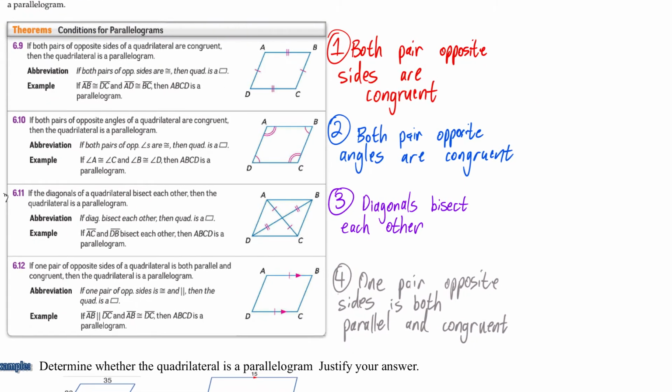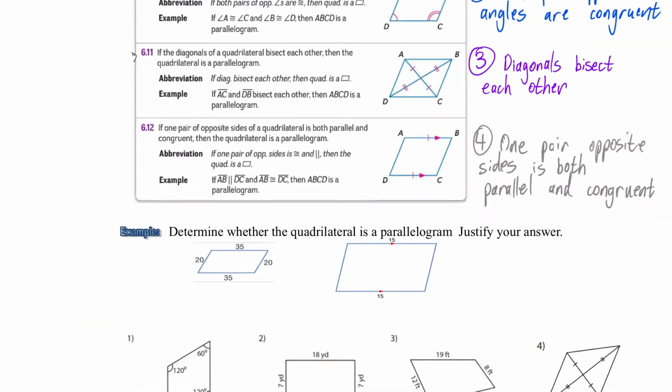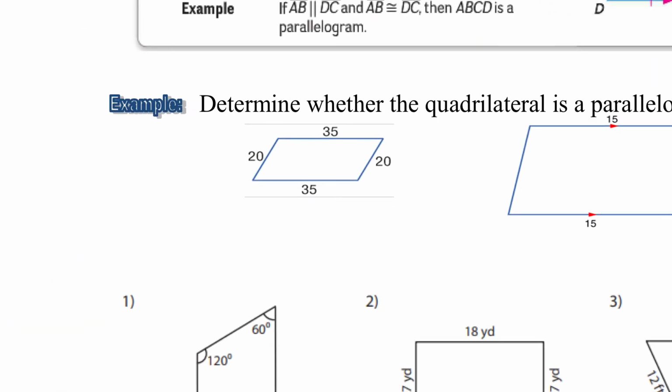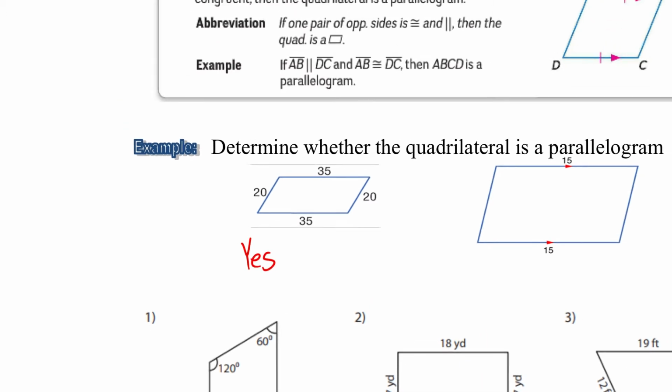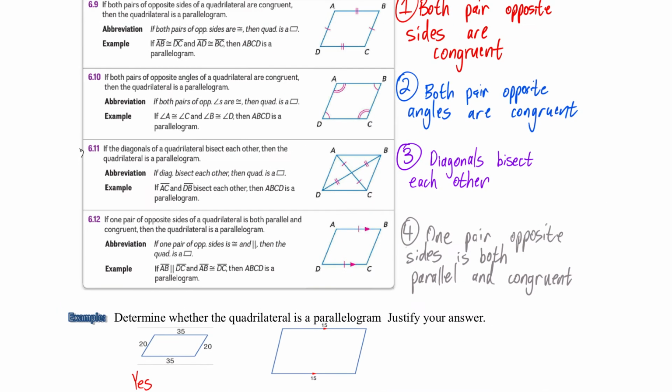So as we go through here today, we're going to refer back to these four conditions as we decide whether a quadrilateral is a parallelogram or not. So on this first one, we're going to do two things here. We're going to say if it's a parallelogram, yes or no, and we're going to give the condition that justifies that. So on this first one right here, do you think this quadrilateral is a parallelogram? Yes, and I agree with that. It is. Based off of which condition?